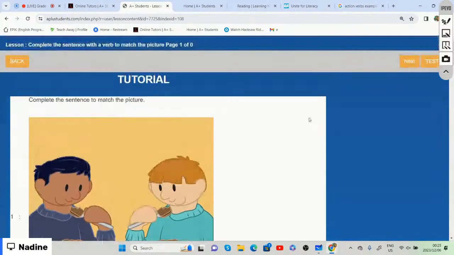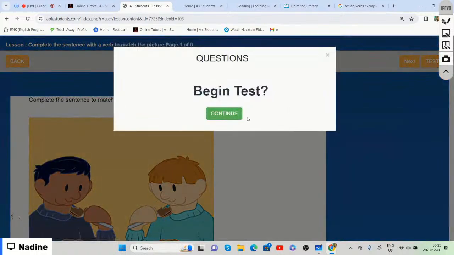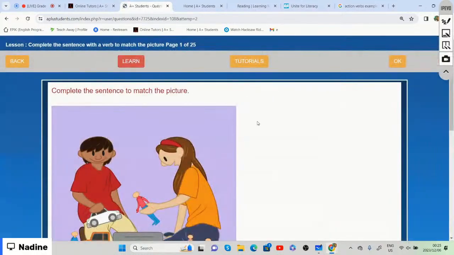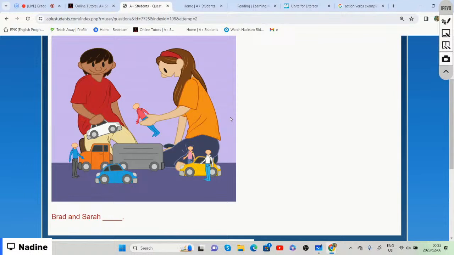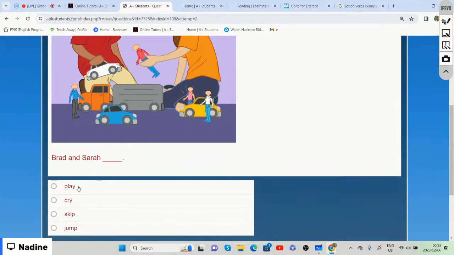All right, so now we're going on to our test, right? We're going to complete the sentence with a verb to match the picture. So Brad and Sarah, so what are they doing? Do they play? Do they cry? Do they skip? Or do they jump? So we need to say what Brad and Sarah is doing or what they do.